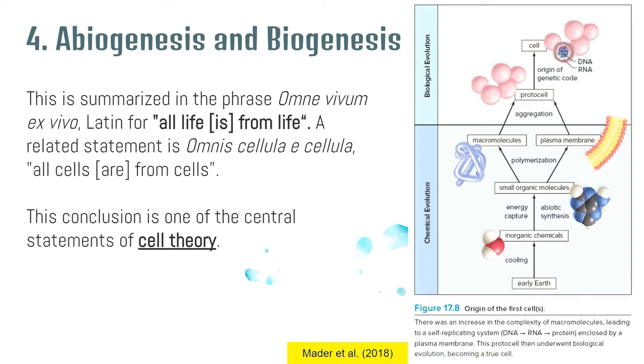So this is summarized in the phrase omne vivum ex vivo, which means all life from life. Okay? So this is also a related statement of omne cellula e cellula, which is actually one of the central statements of cell theory, which states that all cells can only come from pre-existing cells. So again, abiogenesis, that's chemical evolution. It tells us how life possibly originated during the primitive Earth from these organic molecules. Then as they cross over, they evolve into living organisms, and now this falls under biogenesis or biological evolution.